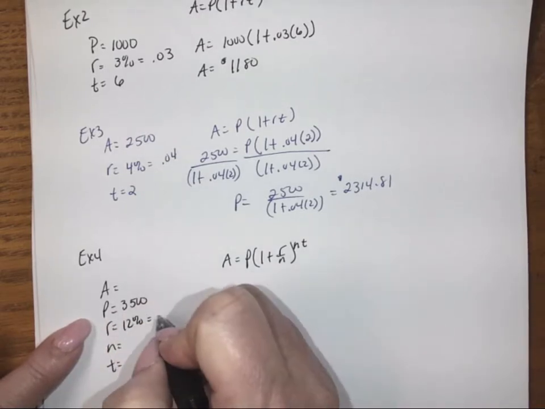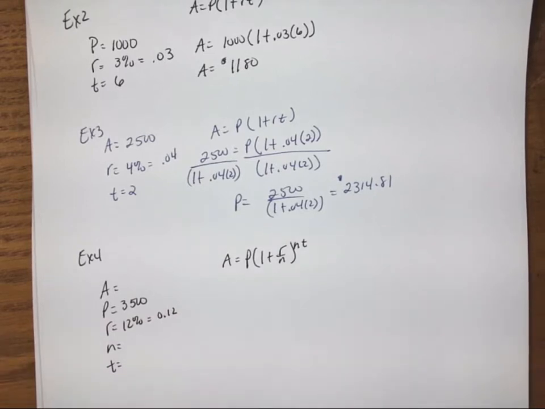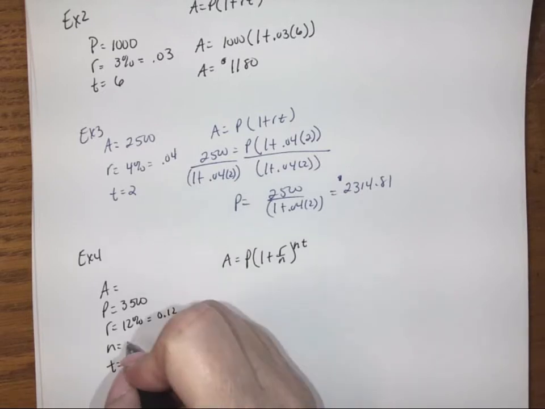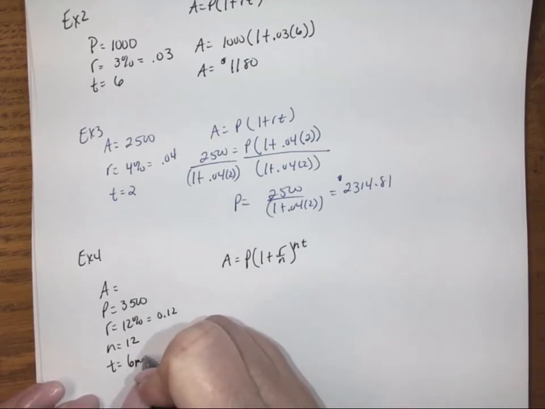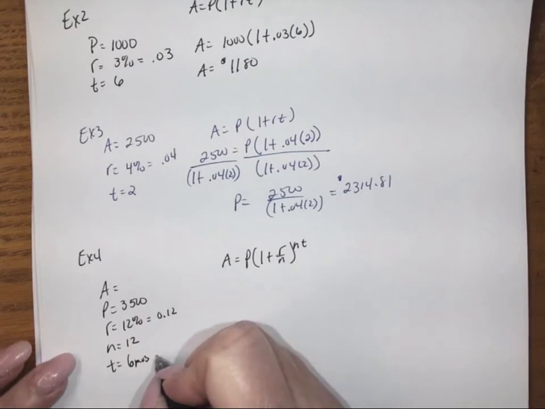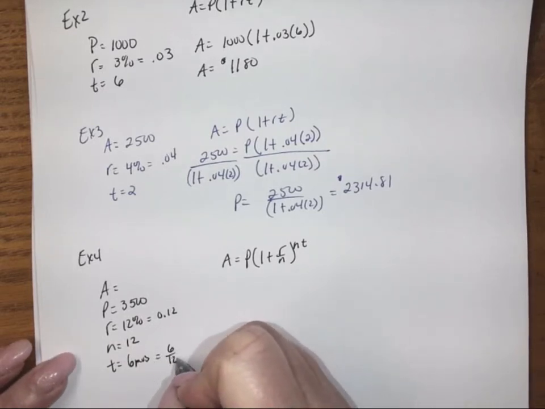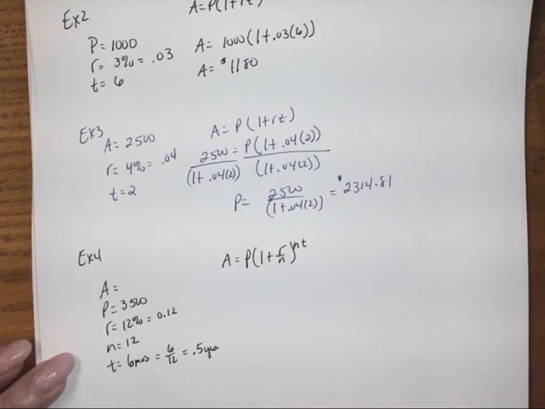Changed to a decimal would be 0.12. The number of compounding periods, which is our N, it's happening monthly. So monthly means it's going to be 12. And the time is 6 months. Remember our T, our time has to be in years. There are 12 months in a year, so 6 over 12 will get us 0.5 years. So it's half a year.